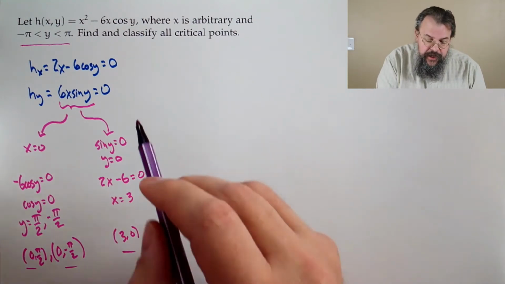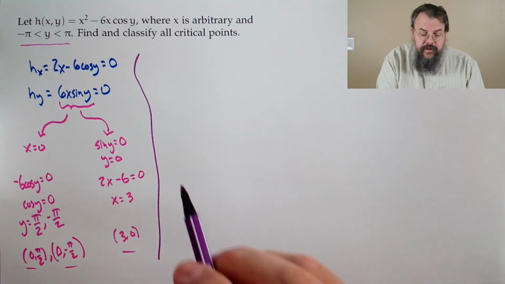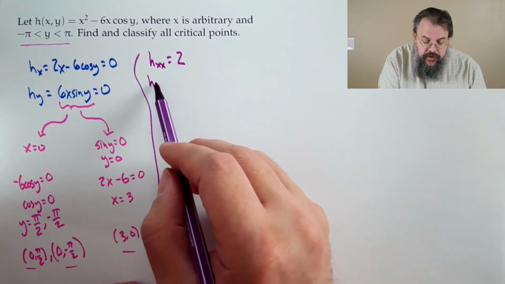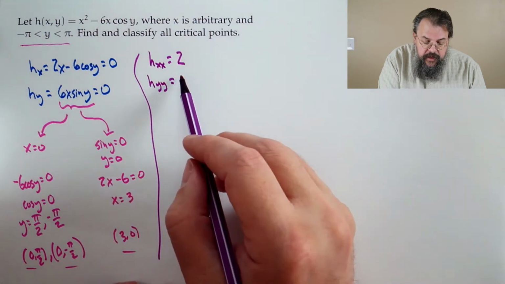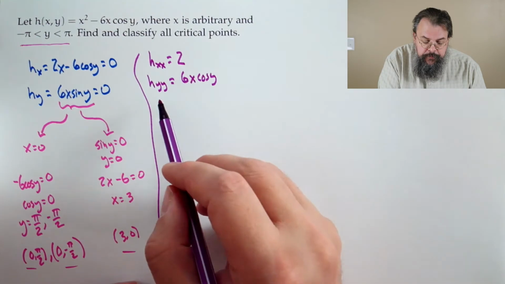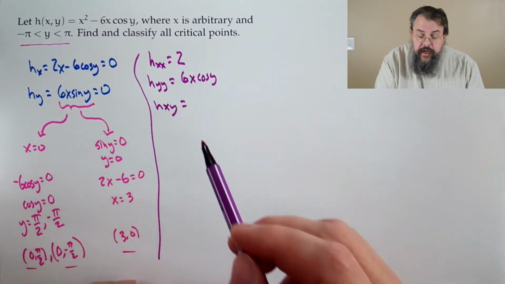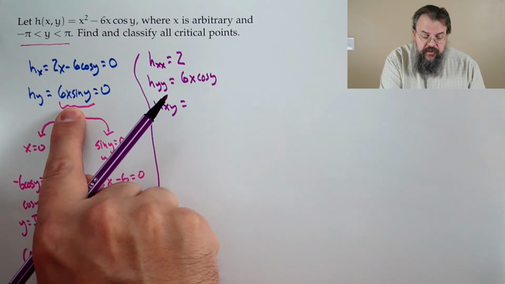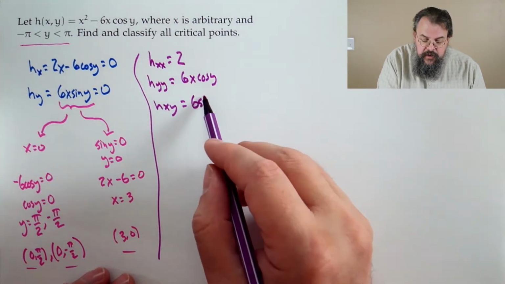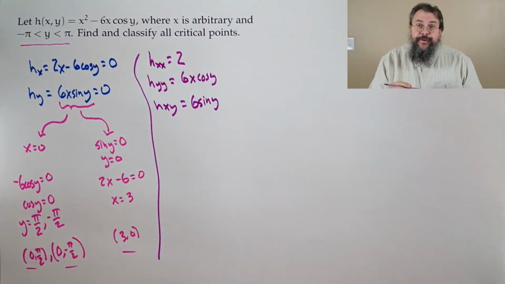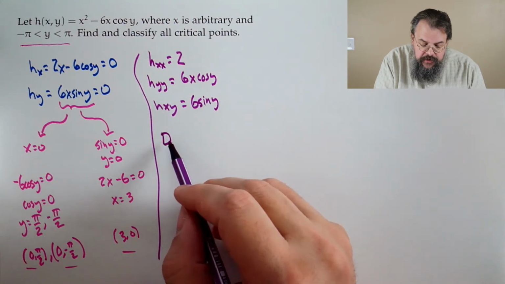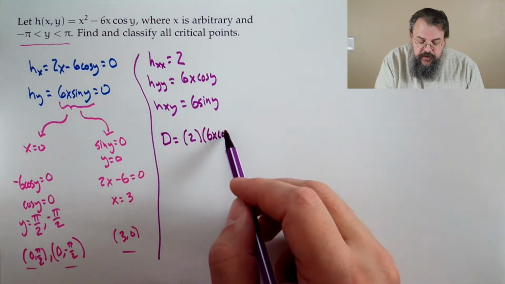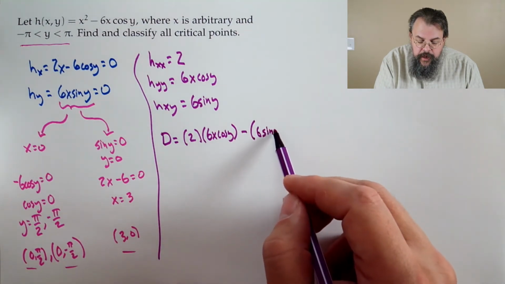All right, so for classifying, we're going to need our second derivatives. So let's find them. h_xx. Well, that's pretty easy. 2. h_yy. That's also not too bad. That'd be 6x cosine y. And h_xy, which is the same as h_yx, you can do either one. In fact, if you look at h_yx, probably even easier, right? Taking the derivative with respect to x, 6x sine y leaves you with 6 sine of y. All right, so we look at our value for D. I think it stands for discriminant, but whatever it stands for, here we go. 2 times 6x cosine y, minus 6 sine of y squared.